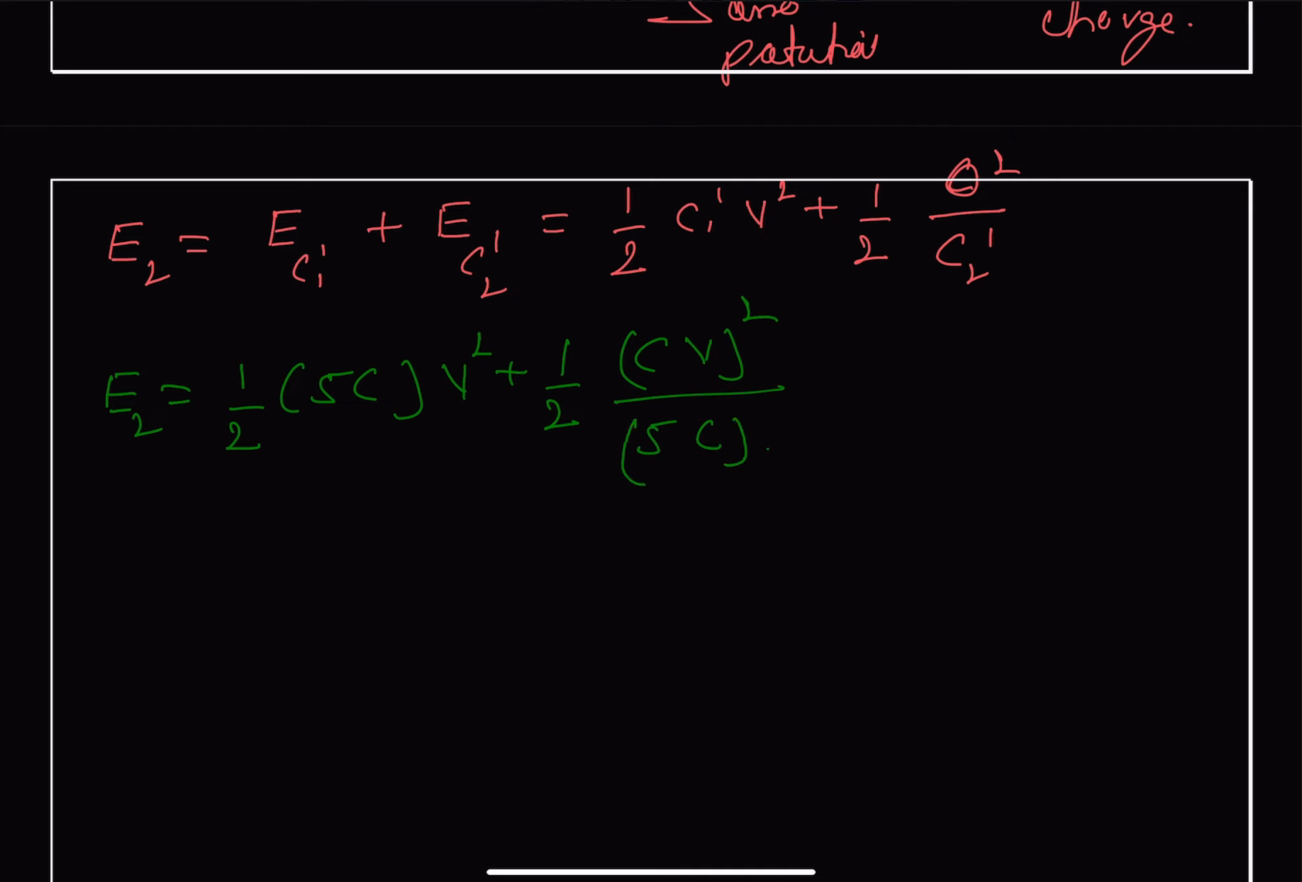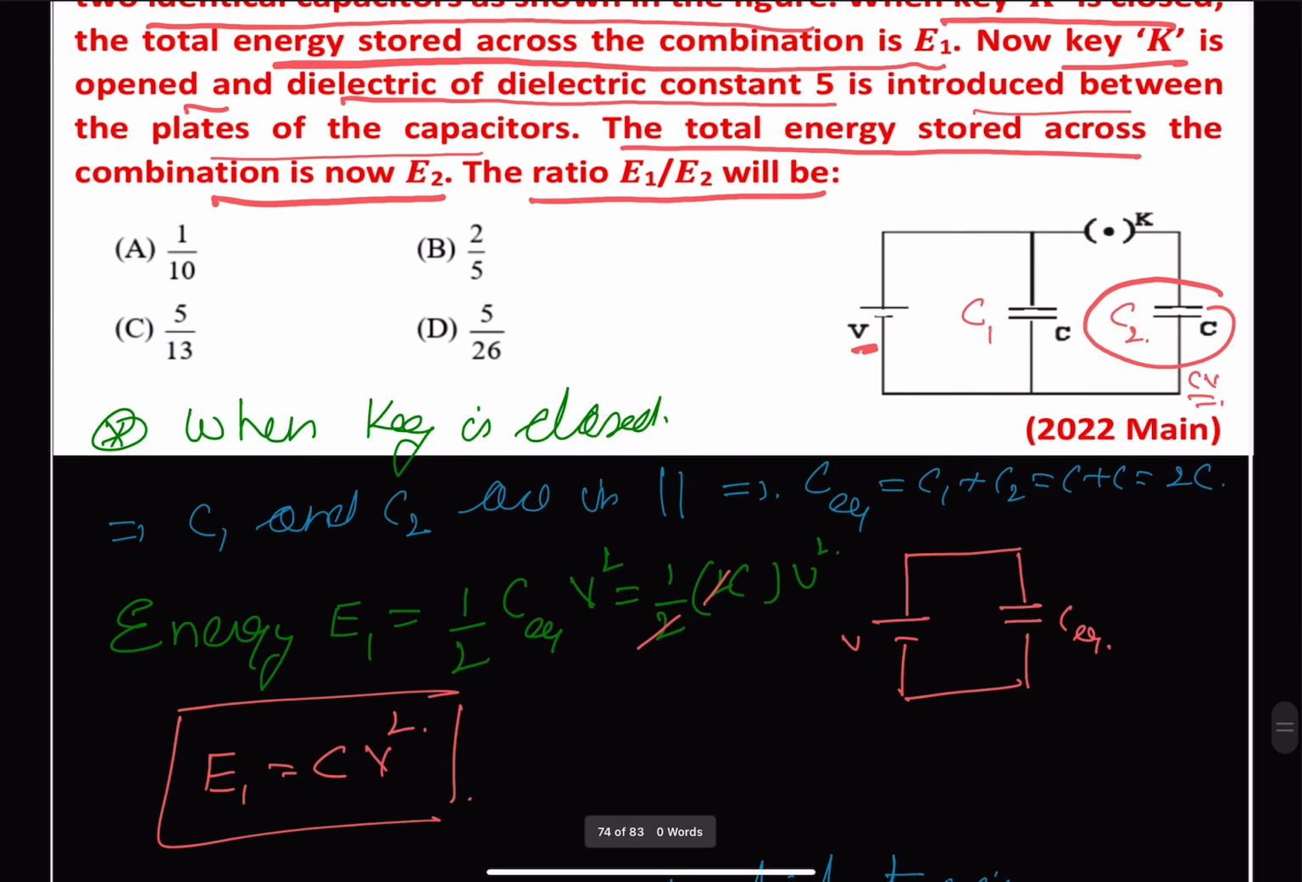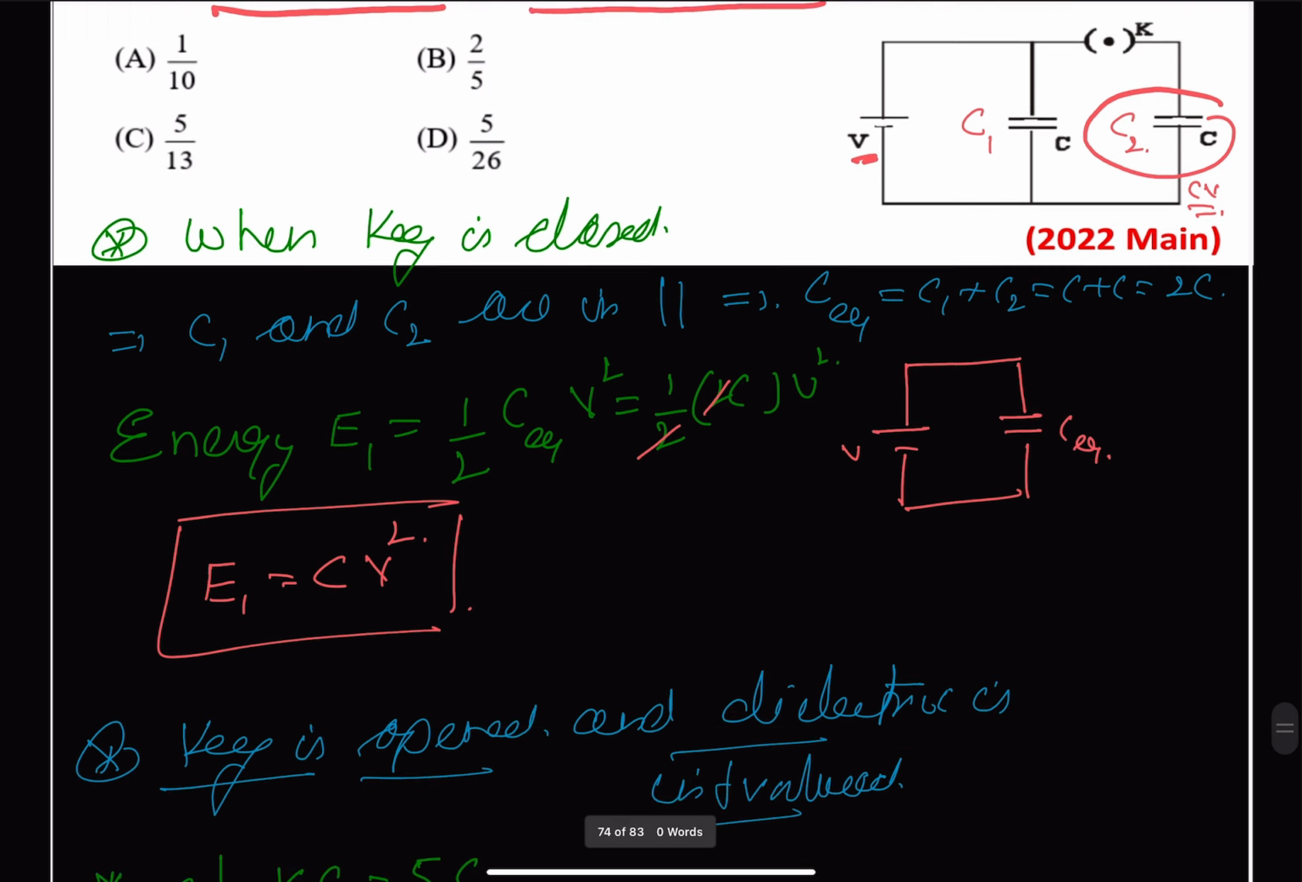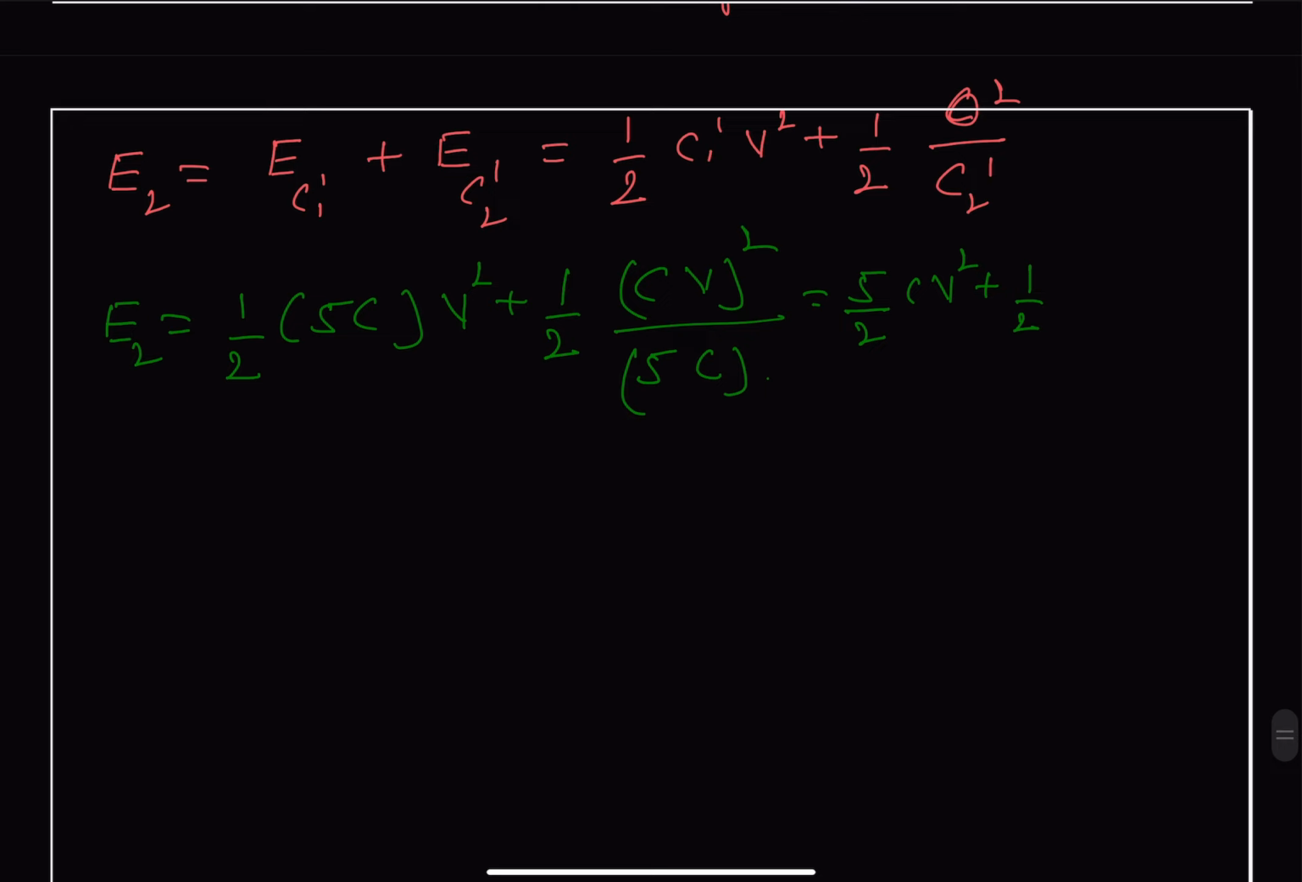And we can just write it now: 5 by 2 CV square plus half, this comes as C square V square by C. So this comes as also CV. Okay, values are not given too. So this comes as C square and V square, so this comes as C square and this comes as 1 by 10.